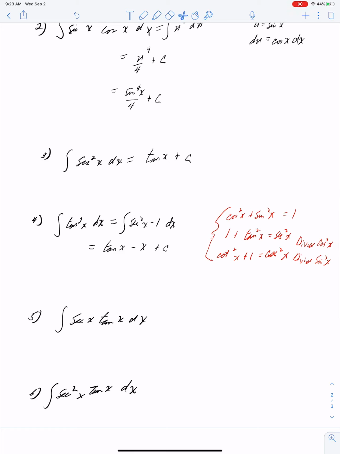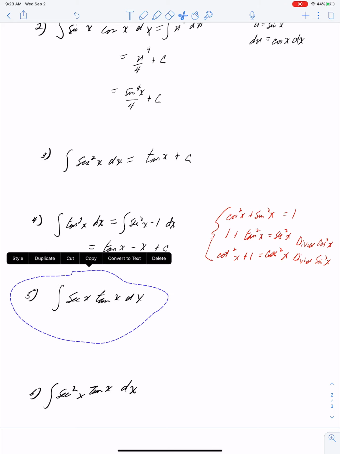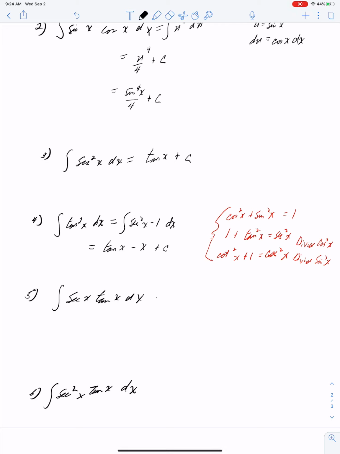Now let's look at another one. Well, that one you should have been able to do when you walked in here, because you know a function whose derivative is secant tangent. Right? What is it? If you said secant x, you're right, and in which case the integral of secant x tangent x is just secant x plus c.